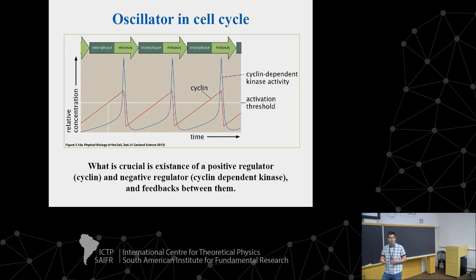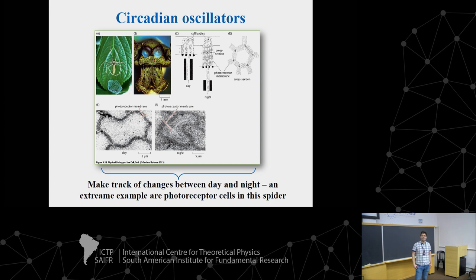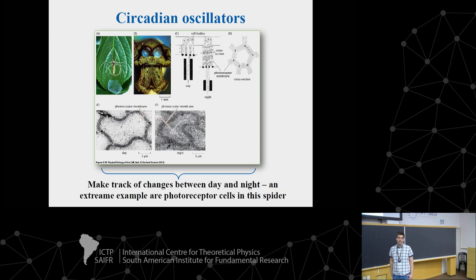Okay, and now circadian oscillators. This is one very nice example of a circadian oscillator. This spider is a very good night hunter. What it does is make a web. But since it is a night hunter, it must have very good night vision. And what happens is that between day and night, you can see that the structure of the photoreceptor cells gets very drastically changed, from this structure to this more elaborate structure.